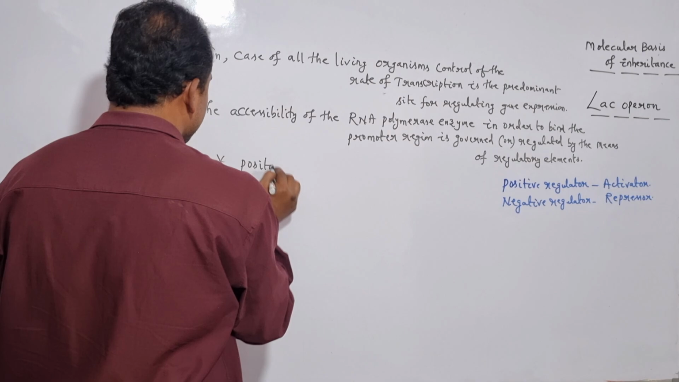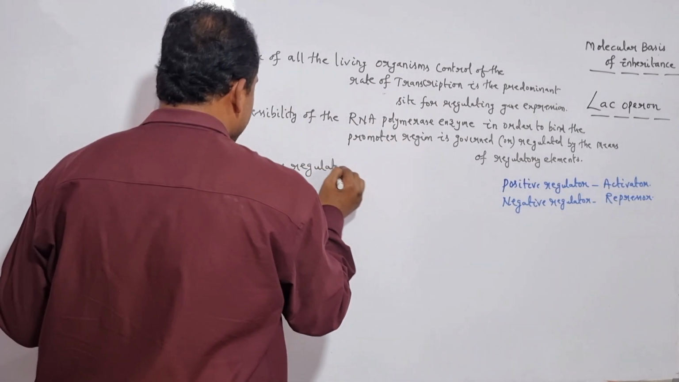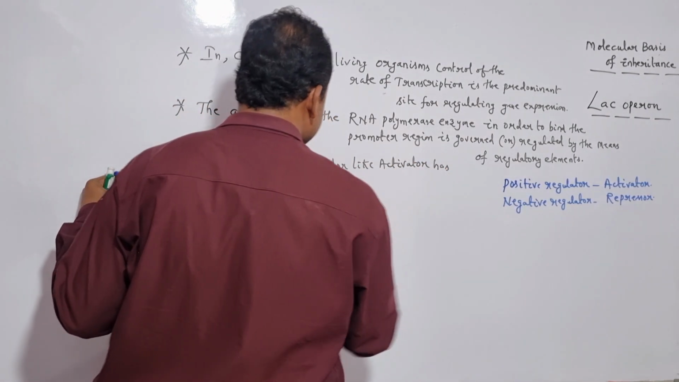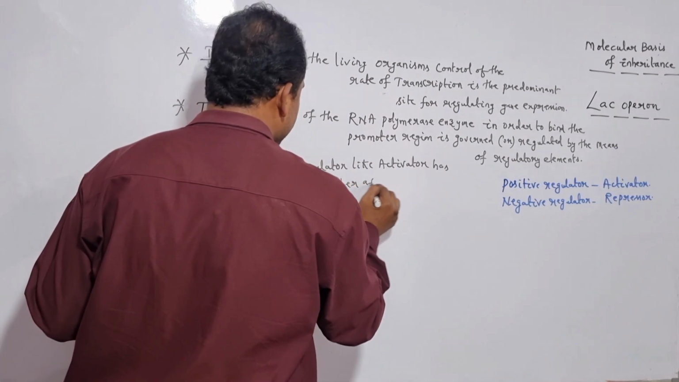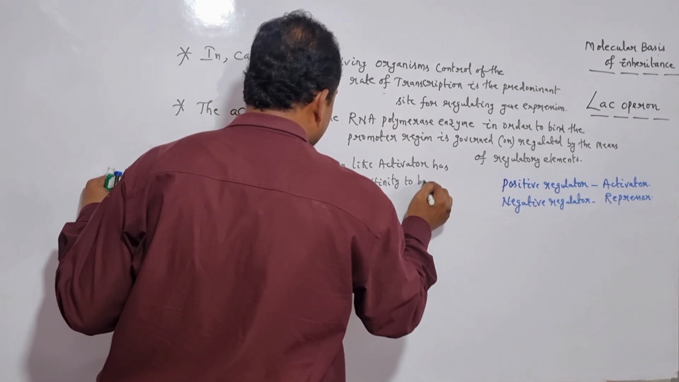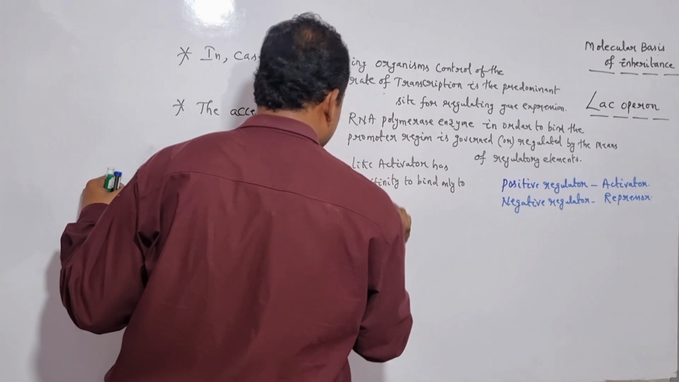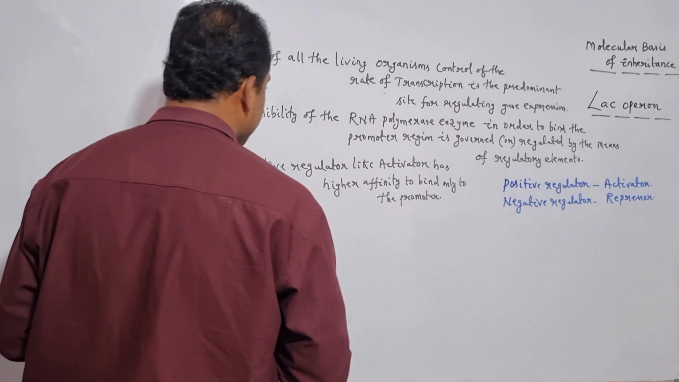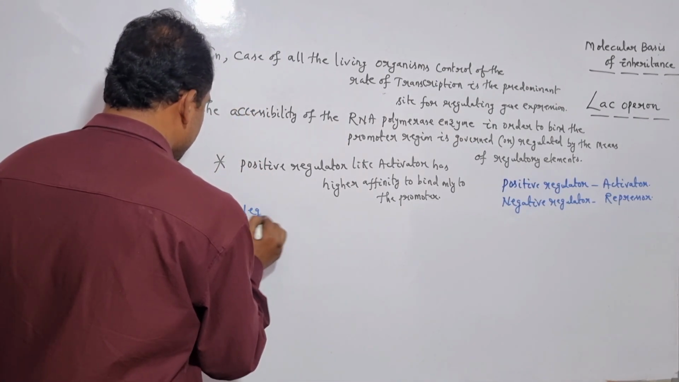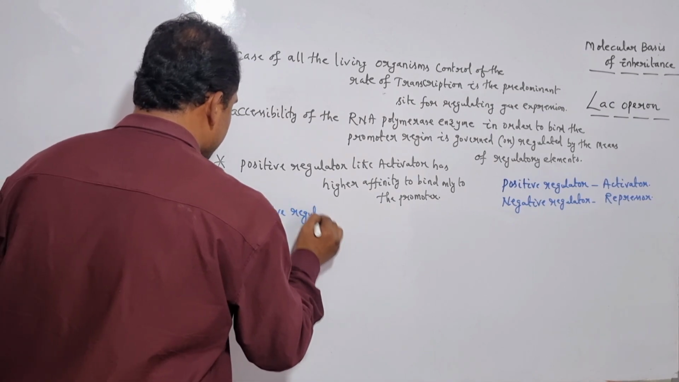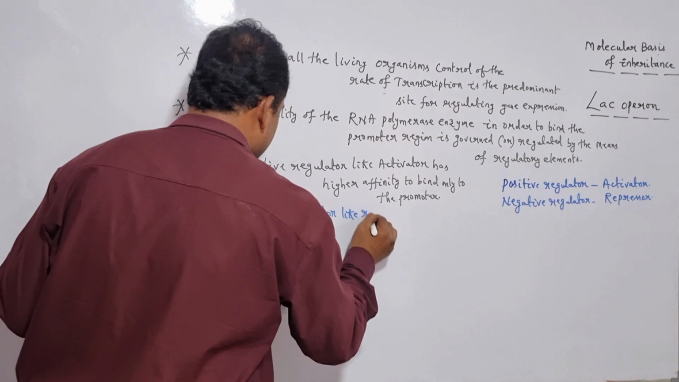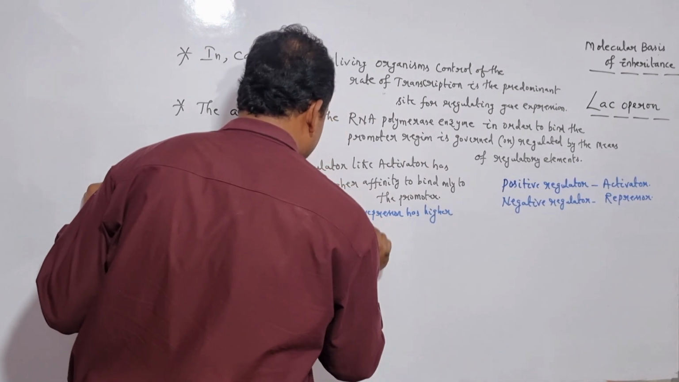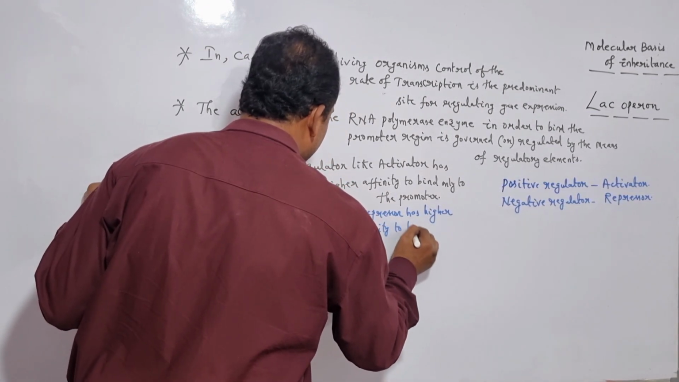Positive regulator like activator has higher affinity to bind only to the promoter. Then in the same way, the negative regulator like repressor has higher affinity to bind only to the operator.